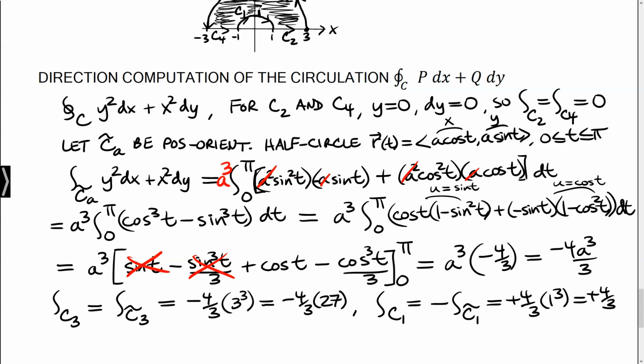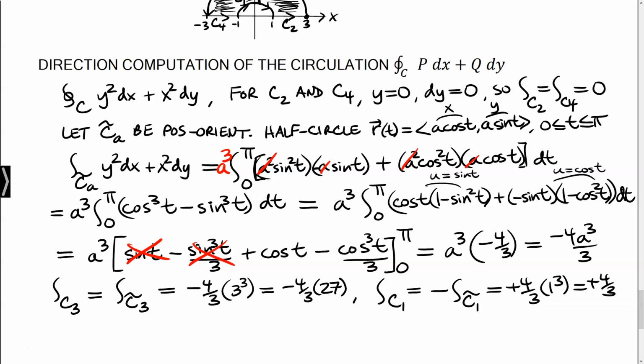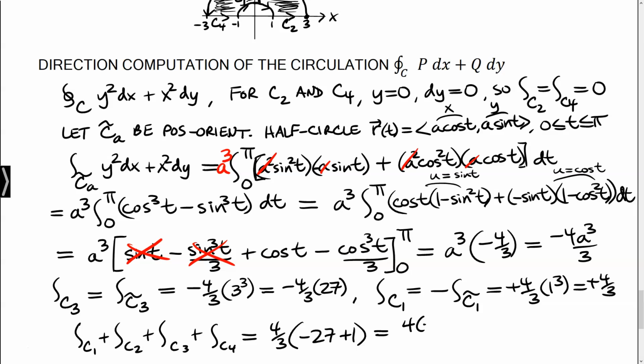So that means now if I add up all of these, I get the integral C1 plus C2 plus C3 plus C4, since these two made 0, and then what I have from these two is 4/3, and I've got a -27 plus 1, so that's 4 times -26 over 3. Finally, I get -104 over 3.